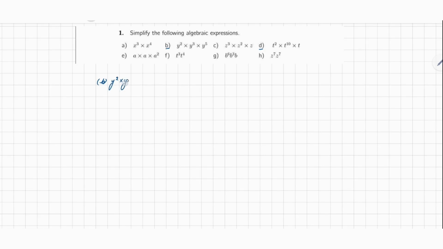It's y squared times y cubed times y to the power 5. Over here, the base, that is y, is the same, and the exponents 2, 3, 5 are different. The operation used is multiplication. Hence, we will use the law a to the power m times a to the power n equals a to the power m plus n. And we have y to the power 2 plus 3 plus 5. And that gives us y to the power 10.